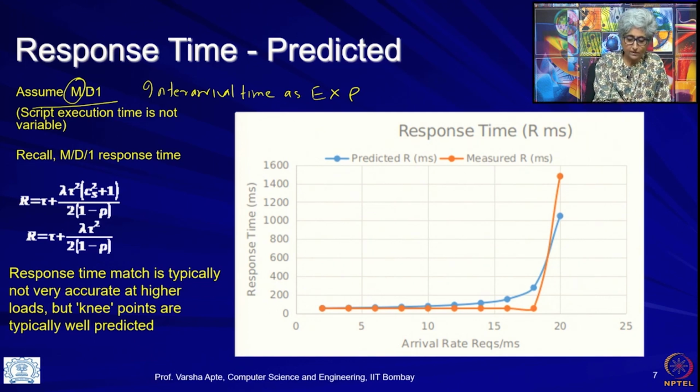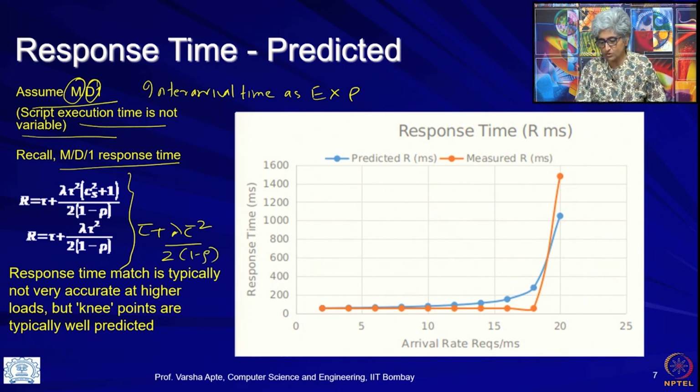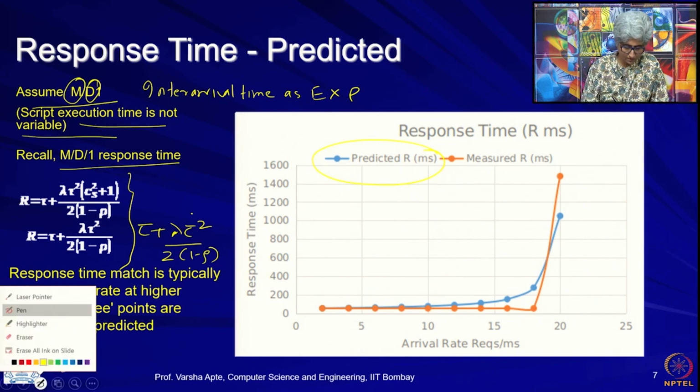So, the D part, the deterministic part, is not bad. We had referred to that earlier also. The execution time of the script is not expected to be variable, it is a fixed size loop. So, it should take a fixed amount of time. So, MD1 response time we had derived in the previous lecture. It is basically tau plus lambda tau squared divided by 2 times (1 minus rho). This is the response time. So, this graph basically shows the predicted R using this formula compared with the measured R, and you can see how it matches up.